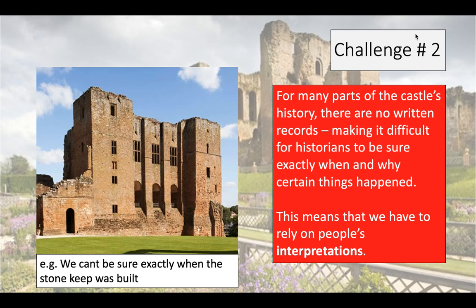So a good example of this is that no one can be 100% sure exactly when this stone keep was built. In fact, some people think it was built directly in the 1120s. I mean, most people believe that now, but there are still people that think it probably actually wasn't built until maybe the 1140s, 1150s, maybe even later, some people claim. So that's a challenge for us when we're trying to understand something. We're studying a site in detail, but if there aren't written records, or the records are open to interpretation, that's a real challenge. So again, pause the video, and when you're ready, we'll move on to challenge number 3.